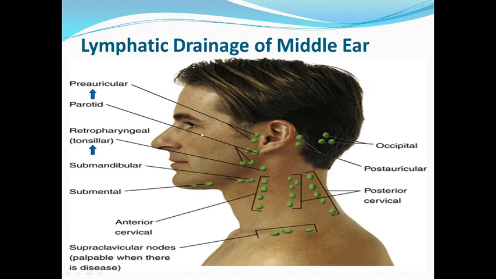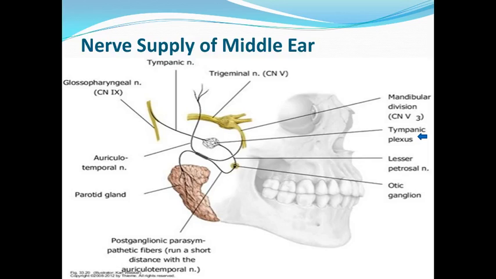Lymphatic drainage: all the lymph will finally drain into the pre-auricular group of lymph nodes and the retropharyngeal or tonsillar group of lymph nodes. So the pre-auricular and the retropharyngeal or tonsillar group of lymph nodes will drain all the lymph from the middle ear cavity, or the middle ear. Then last but not the least is the nerve supply.